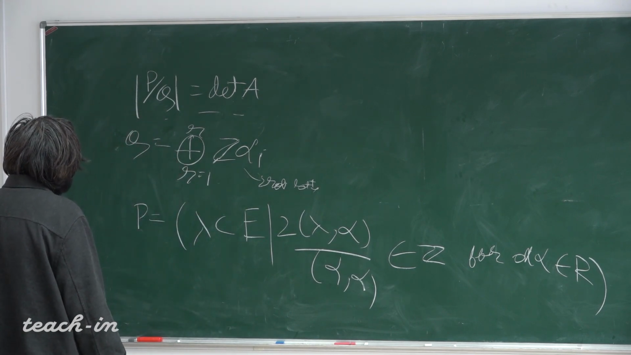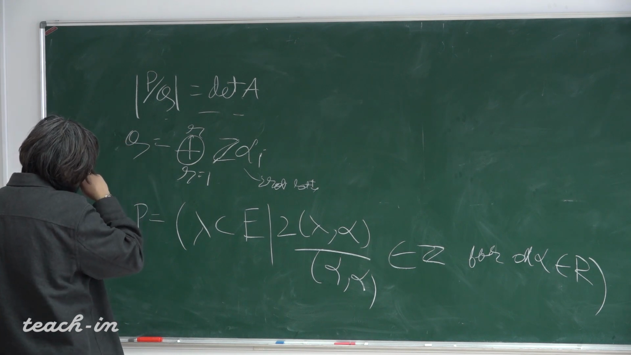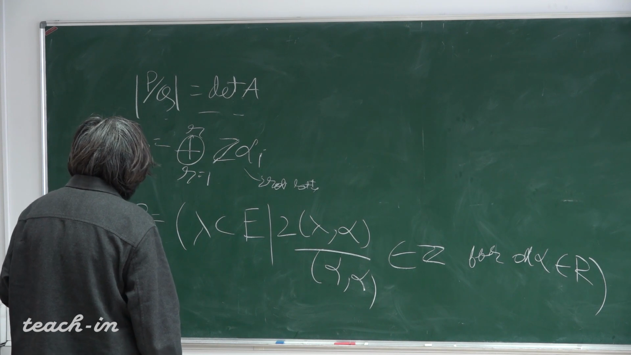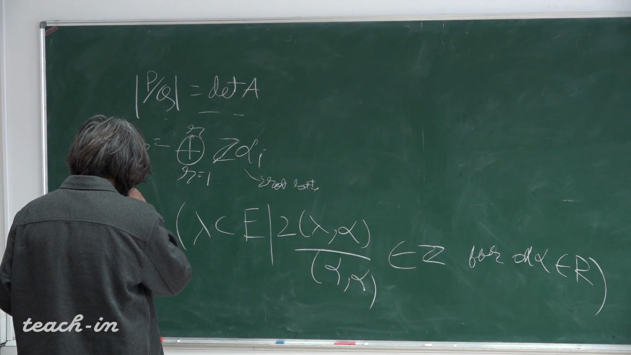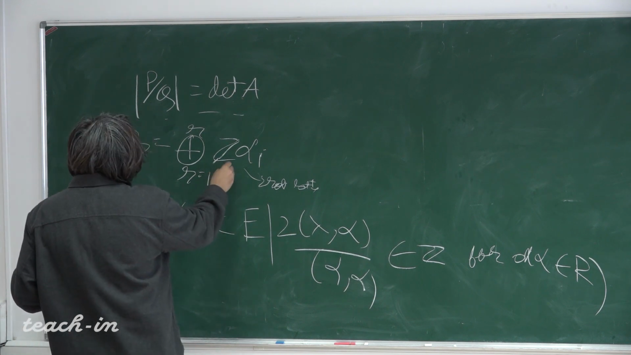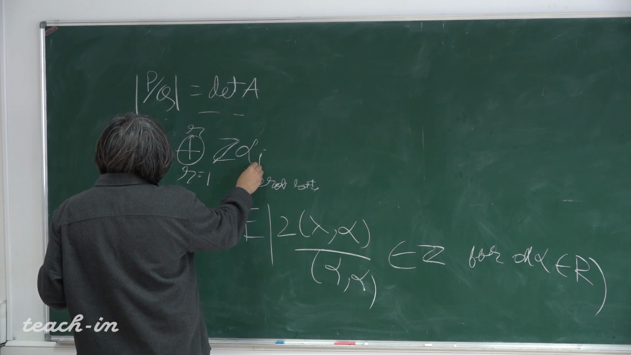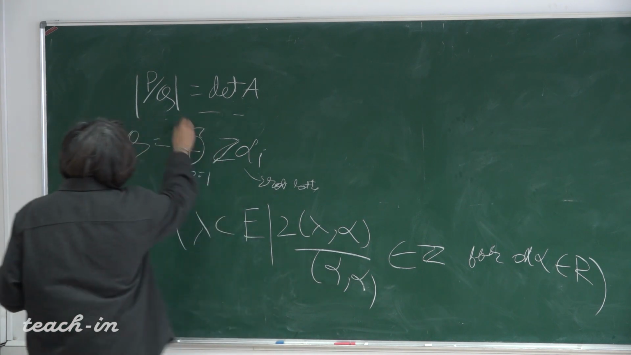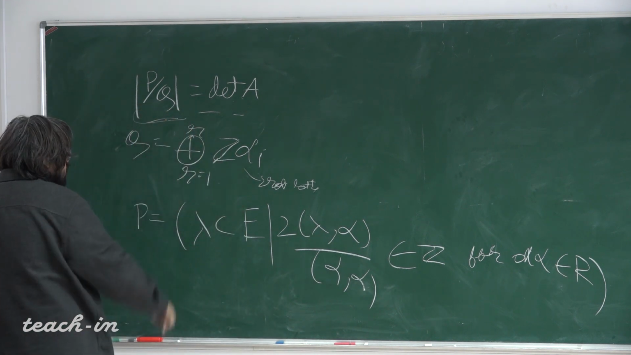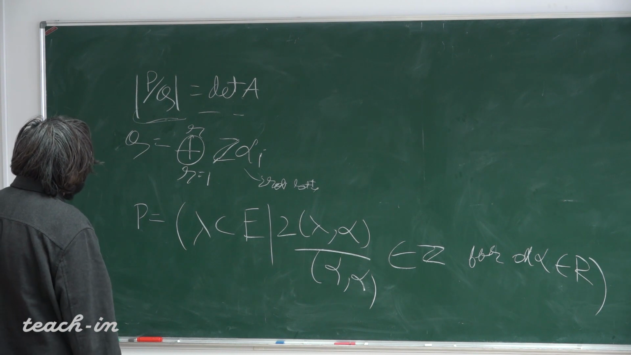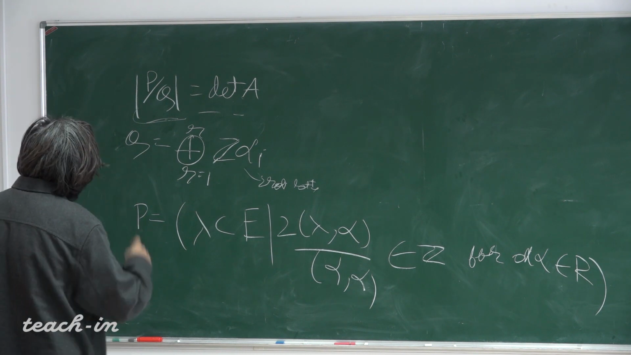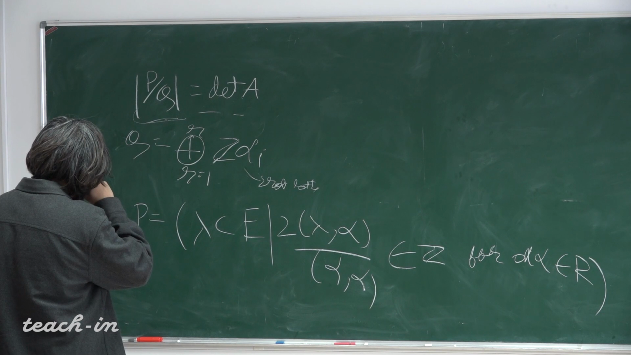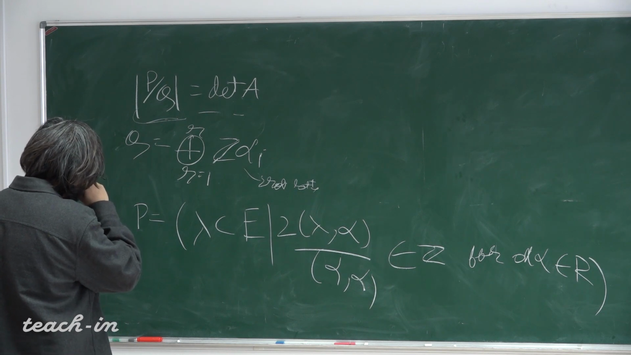So you need Q to be inside P, right? Inside P, yeah. So why is that? Actually, I don't understand this side. So first of all, P. So Q is a subset of P. So let us see that. Why is that true?